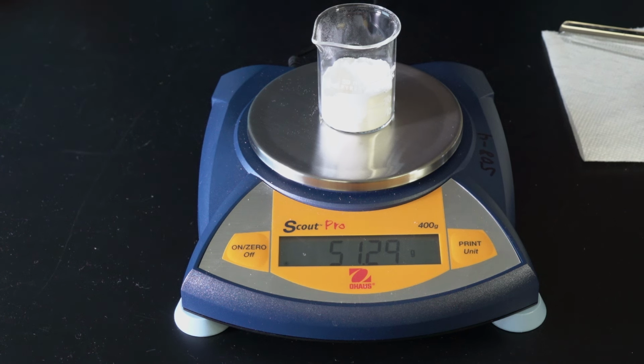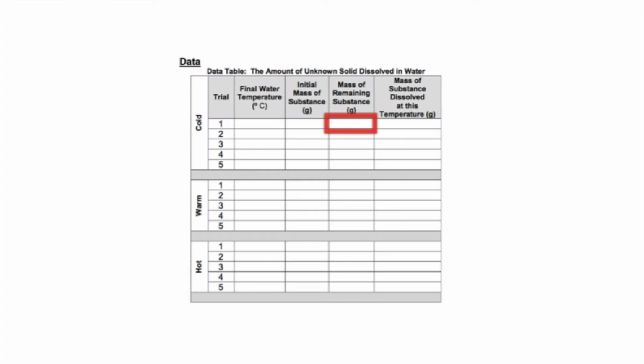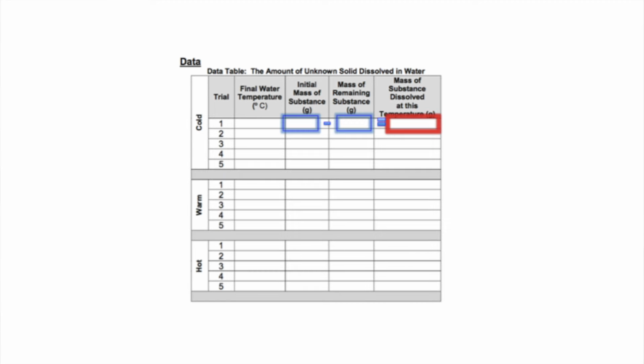Fourth, measure the mass of the small beaker and powder again. Record this value in the data table in the mass of remaining substance column. Now you can subtract your number in the initial mass column from the mass of the remaining substance and calculate the value for the final column of the data table.